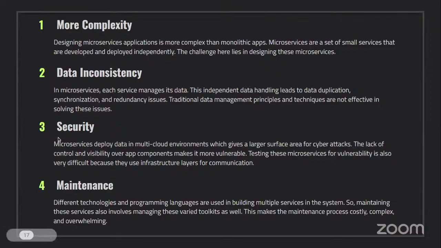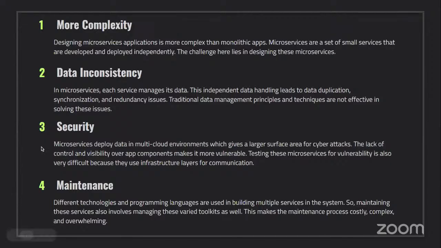Number three is security. When you have multiple services, you are more concerned about security. It may be developed not by only a single team, but by multiple teams, each handling a service. So, is each team adopting the best security measures for designing their service? This brings a lot of security concerns.